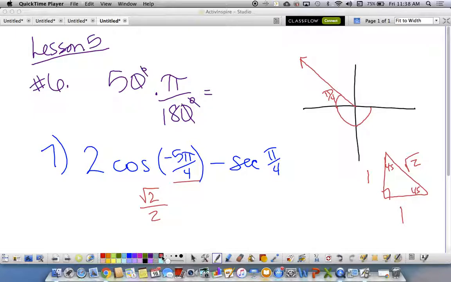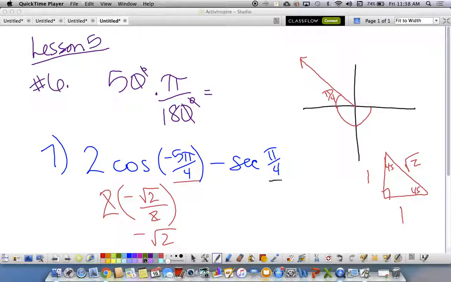Does it matter which quadrant I'm in? Yes. It's going to change the whole problem if you don't make that negative, because we're in quadrant 2. And we're bringing that 2 down, so these are reducing. So this first piece is really negative square root of 2.